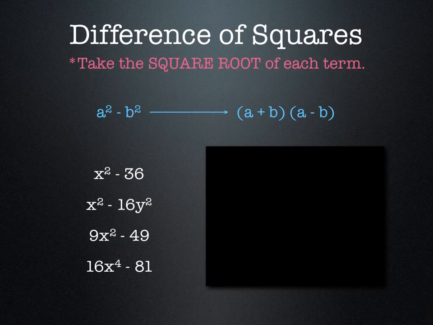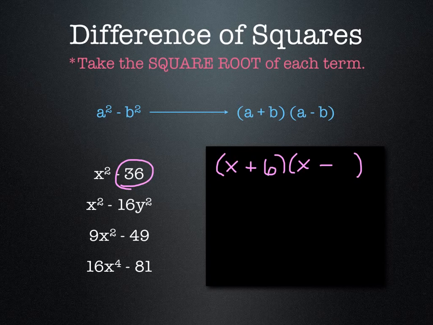So x squared minus 36 can factor into an x plus and an x minus, just like before. And then remember, what you're thinking of is two numbers that multiply to 36 and subtract to 0. Well, that would be 6 and 6. So it would be x plus 6, x minus 6. Okay? The shortcut to that is to say, all right, x squared breaks down into x and x, and 36 breaks down into 6 and 6, and those are both perfect squares.